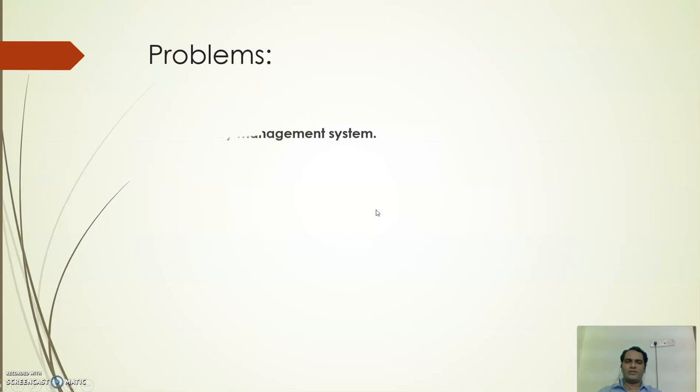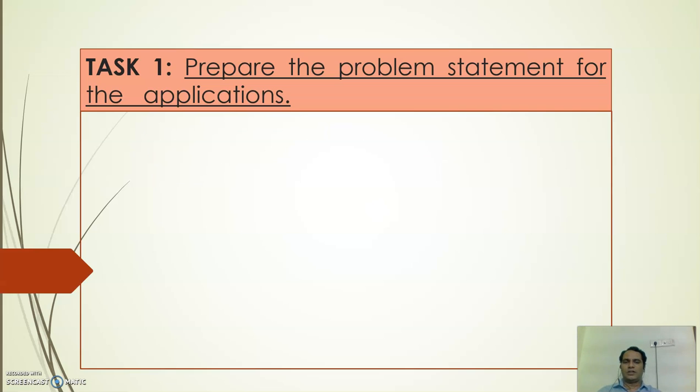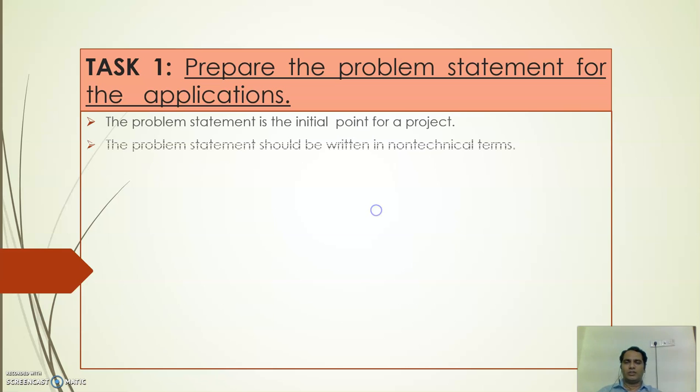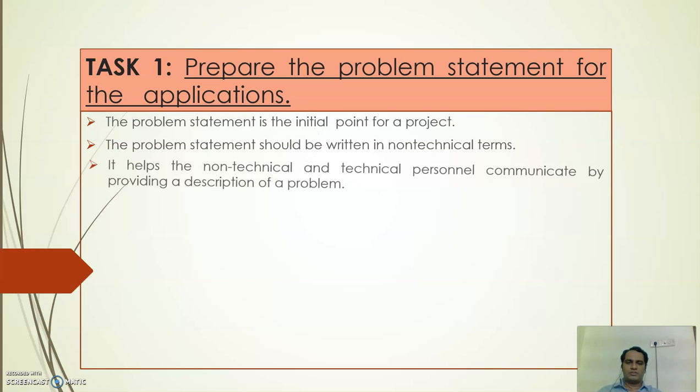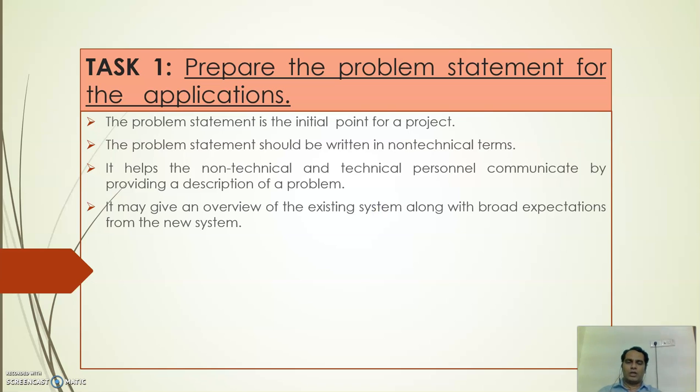We discussed that we will be having 3 problems in the course of the laboratory: the library management system, automating the manual reservation system, and the warehouse management system. These are the 3 running problems we will be seeing in the lab. In task 1, you were asked to prepare the problem statement for the applications, which will be an initial point for the project. I am just giving you a brief idea of what happened in task 1. Now this is task 2, that is week 2 of the lab.